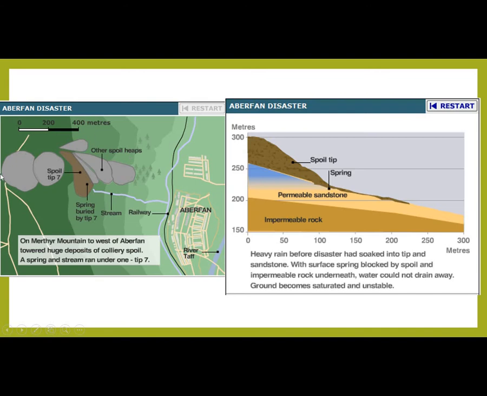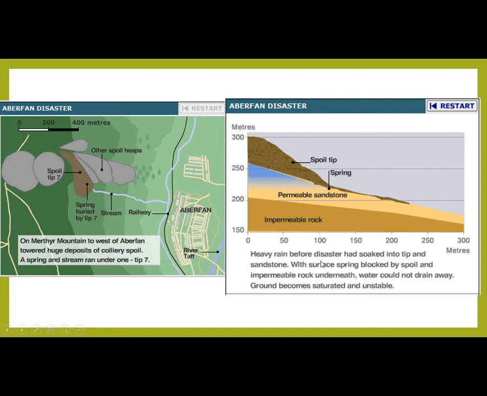So to give you an idea, if I cut down through the middle of this picture and we were looking at it sideways on, that's called a cross section. And what you'd see sideways on is the spoil tips look like this. And underneath the spoil tip, there is a layer of permeable sandstone. Permeable means that when it rains, the rainfall can soak into the ground and drain away underground. Impermeable rock, water cannot soak in any deeper than this. It will not let rainfall soak deeper into the soil than that level there.